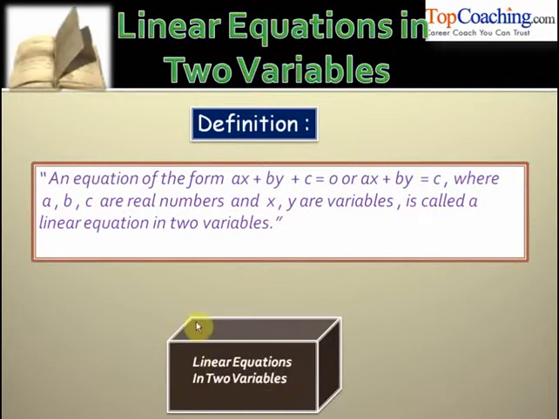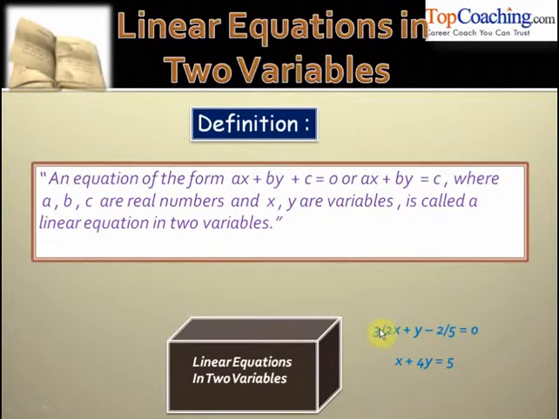So let us say that this is a box which contains linear equations in two variables. An example of a linear equation in two variables could be x plus 4y equal to 5. This is actually of the form ax plus by equal to c. Similarly, we could have a linear equation in two variables as 3 by 2 times x plus y minus 2 by 5 equal to 0.